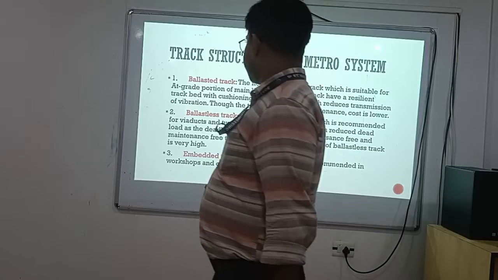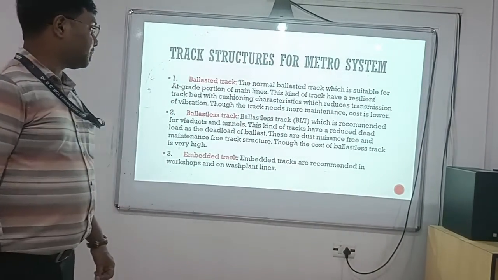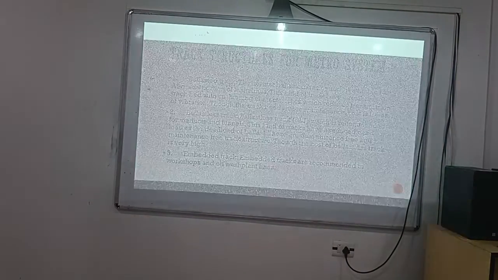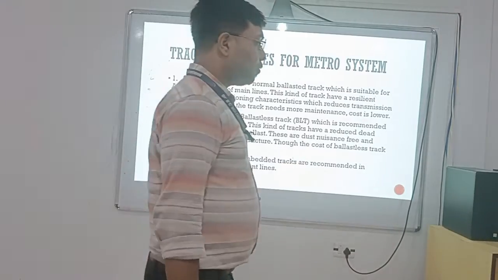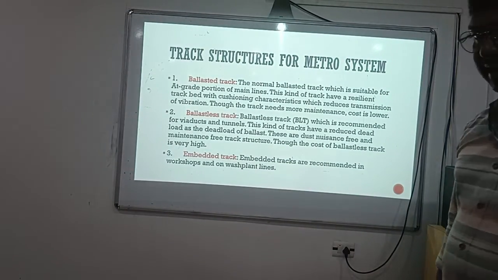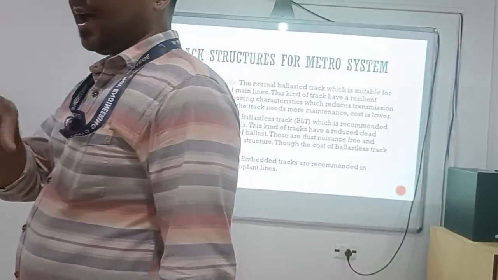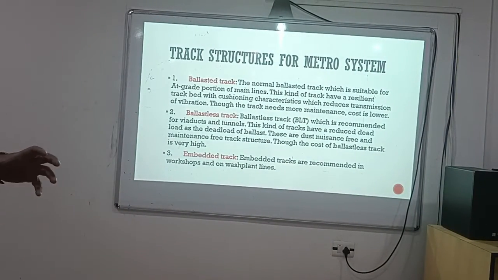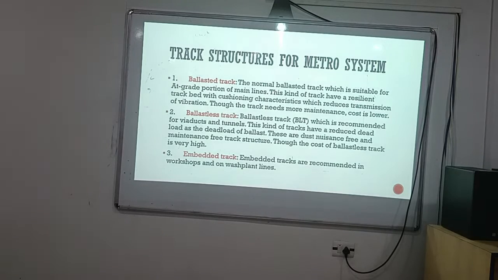Now, track structures for the metro system. I think all of you know what a track is. In the railway also you can see the tracks. Tracks means the rails, the longitudinal rail and the lateral sleepers, and some stone chips. Those stone chips are not regular stone chips. Those are ballast.